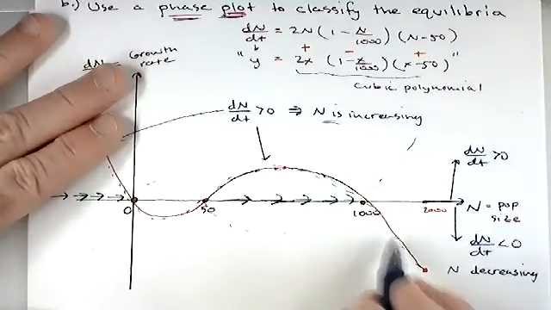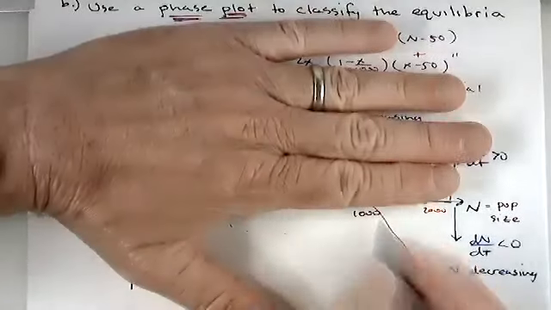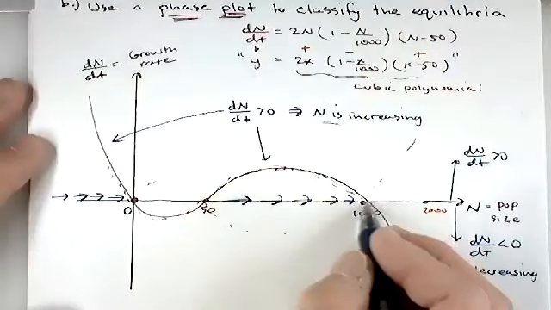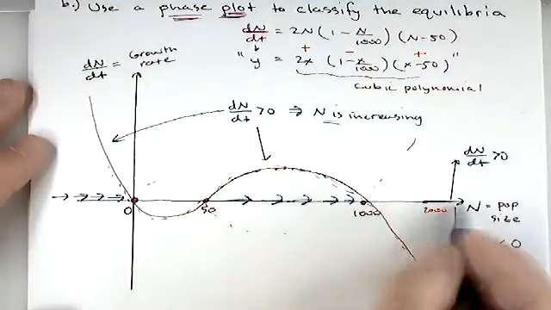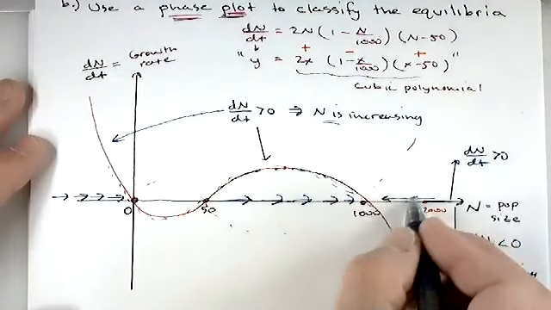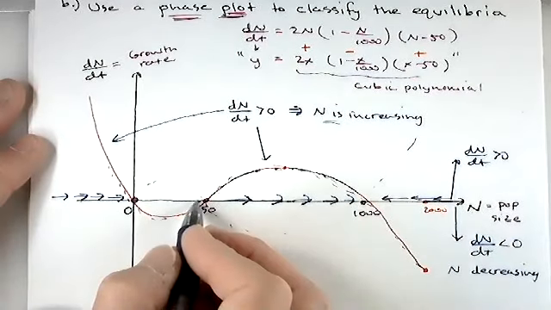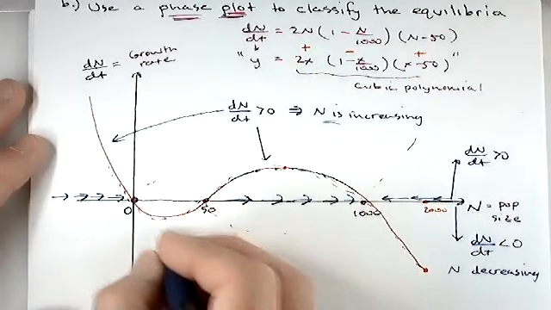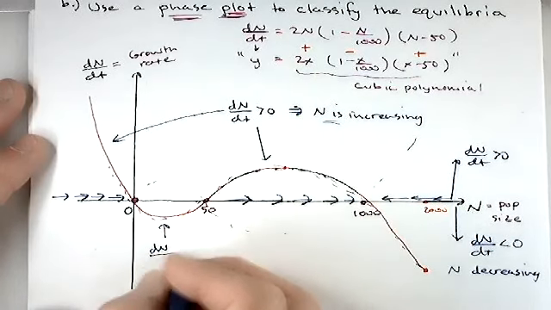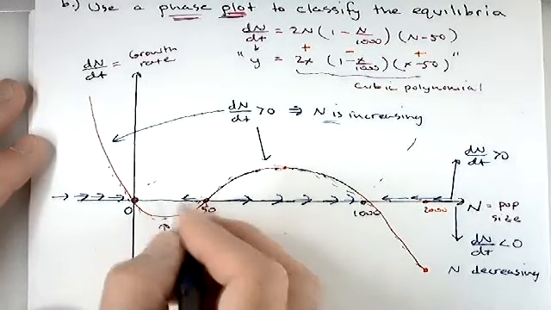And so that would be here, right? It's dn dt is negative here. It's below the x-axis. So that means for any population size from 1,000 onward, my population would be decreasing. Arrows going to the left, n's getting smaller. Same thing in here. dn dt is negative in here too. So n decreasing. So my arrows here would go to the left.